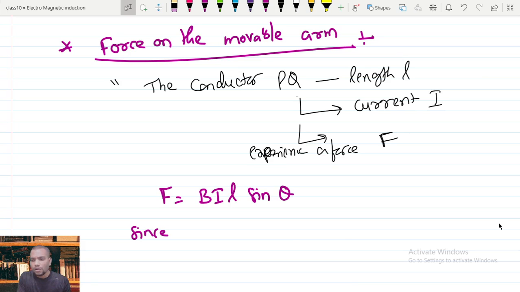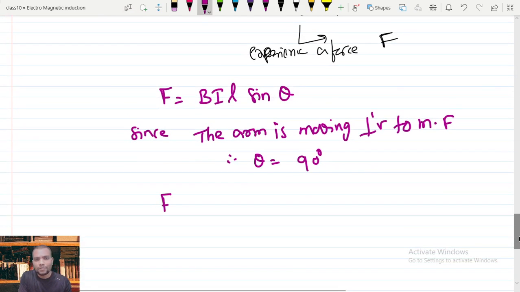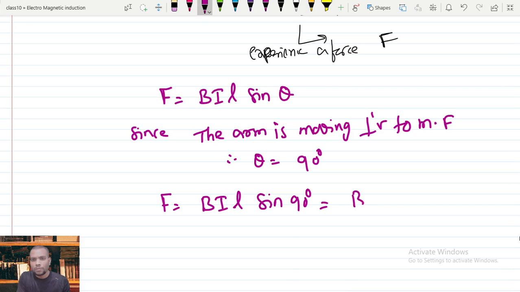Since the arm is moving perpendicular to the magnetic field, theta in this case equal to 90 degrees. Now if we substitute theta equal to 90 degrees, the force F equal to BIL sine 90 degrees. So F equal to B times I times L. Now from the above expression, substitute I equal to BLV upon R.